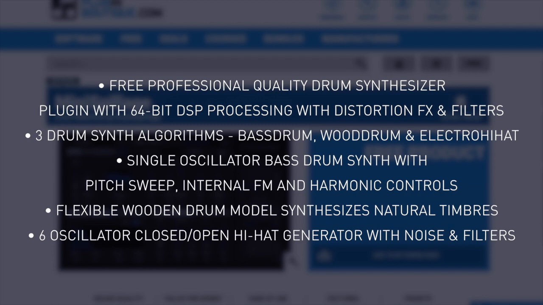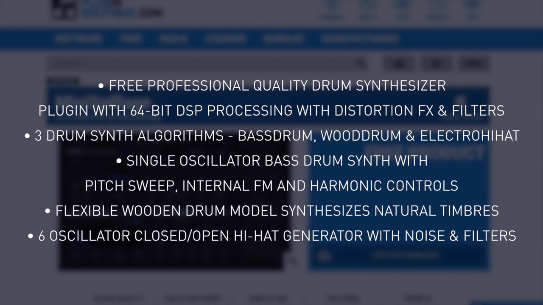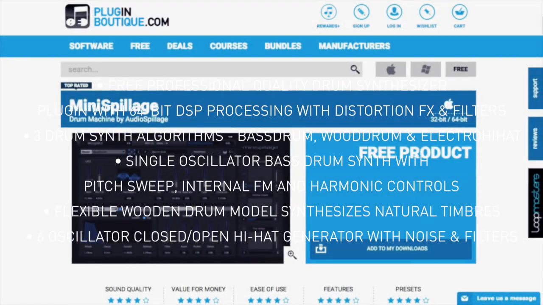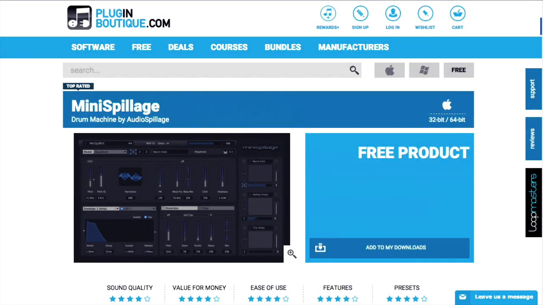Some key features include a 6-oscillator closed and open hi-hat generator. Also a wood drum with natural and synthetic timbres, which can get you versatility from a log-like sound all the way to a tom-like sound. Lastly, there is a single oscillator bass drum, which includes a pitch sweep, FM, and harmonic controls. It's a compact but simple and powerful plugin. The high quality definition will be able to take advantage of today's quality sound cards and studio equipment.